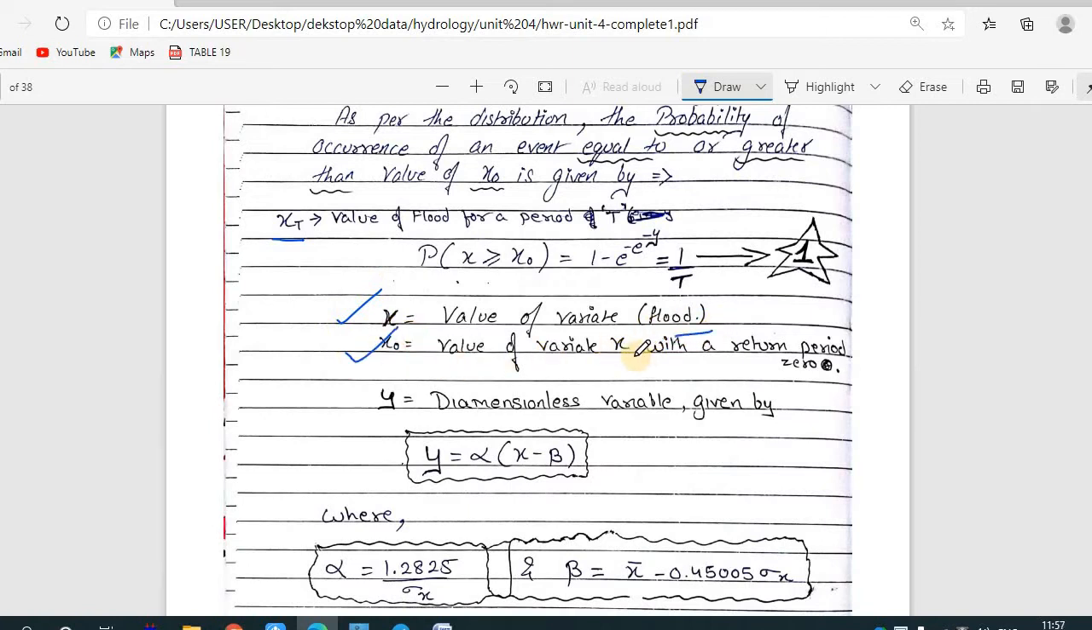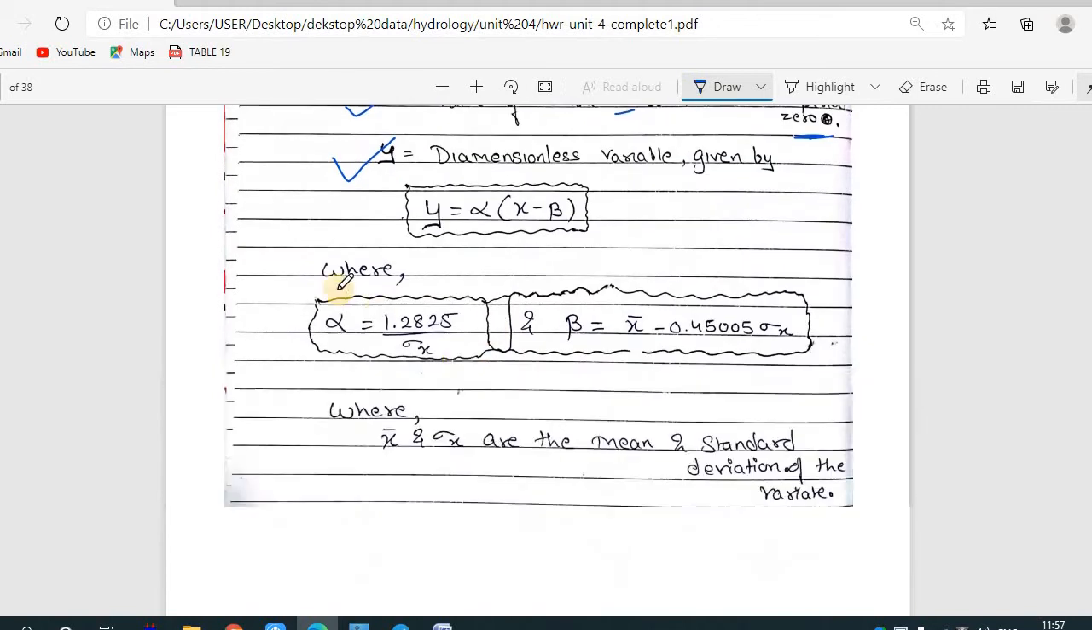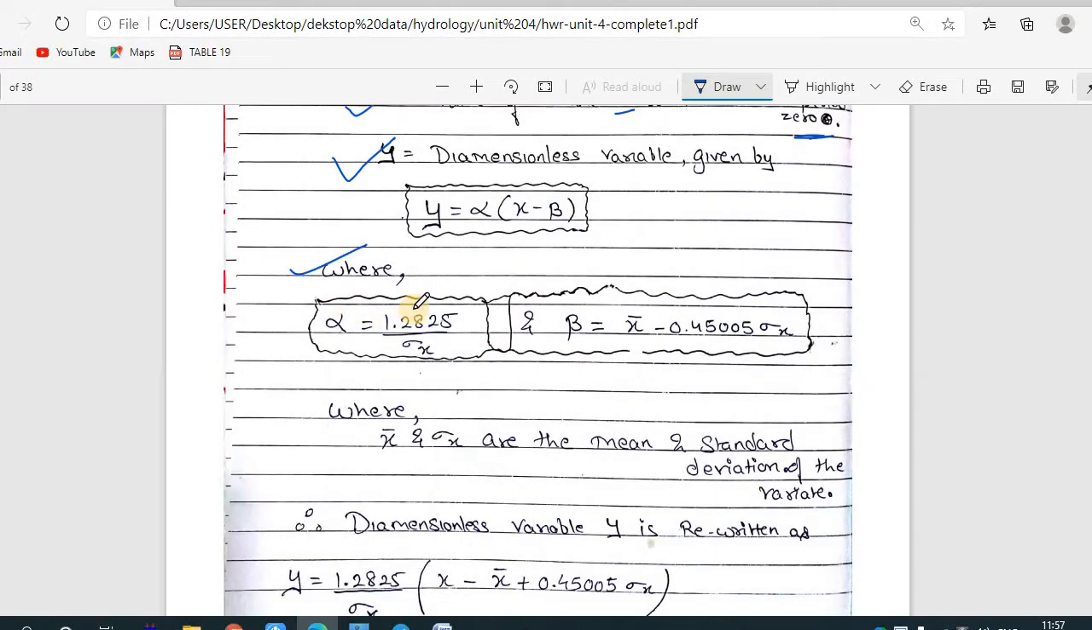x_0 represents the value of X with a return period of T_0. y represents the dimensionless variable, given by y equals alpha into (x minus beta), where alpha is given by 1.2825 by sigma x, and beta is given by x bar minus 0.45005 sigma x. Here x bar and sigma x are the mean and the standard deviation of the variate.